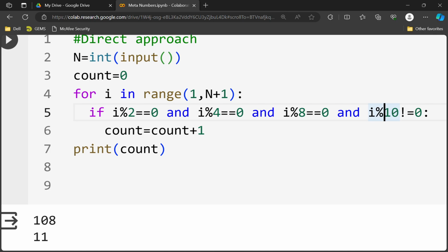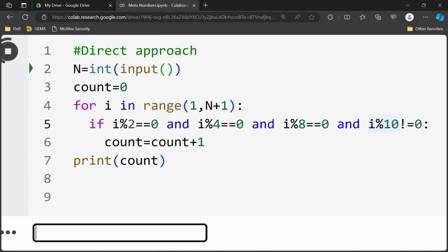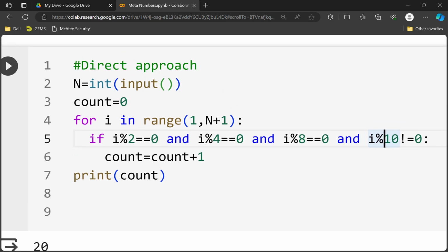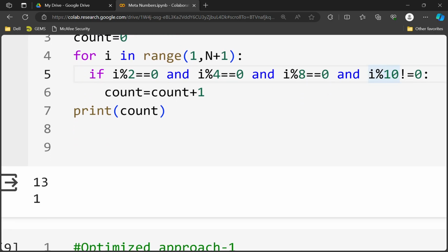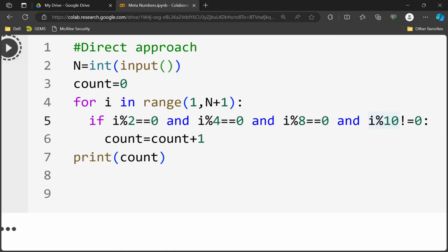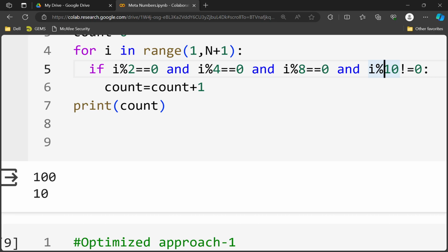So this is the linear approach or straightforward approach or brute force approach. We can give any name for this one. I labeled it the direct approach. This will work out and let us run and see whether it clears the sample test cases or not. The input given is 20. What is the expected output? 2. Yes, our code is generating the correct output. Next, let me give another input, 13. And what is the output we must get? 1. Okay, it is working for the sample test cases. Let me try with another number. Let me give 100. 10. It is perfect.